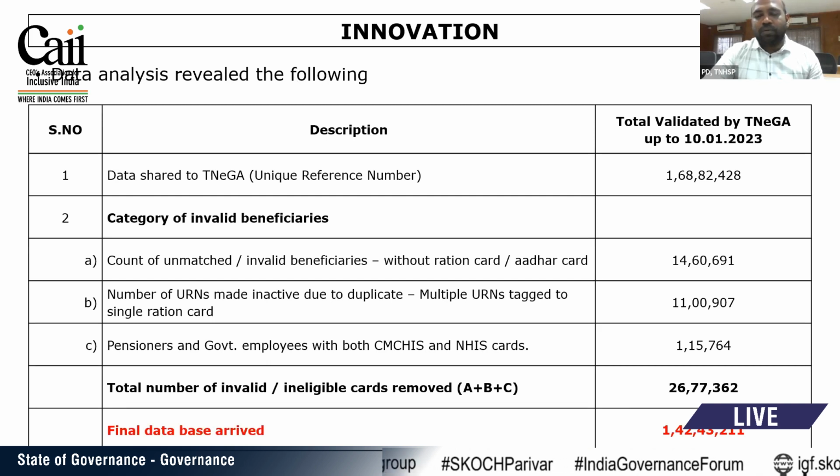This is the data up to 10/1/2023, because our policy year ends on the 10th of January every year. So validation is done up to 10/1/2023, and the data shared with the TNEGA is around 1.68 crores. The 3 categories of invalid and ineligible beneficiaries are shown in the table.